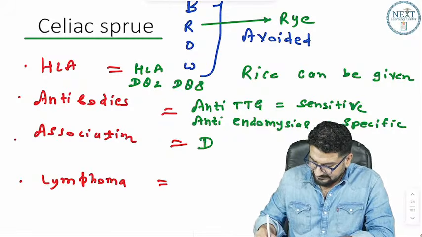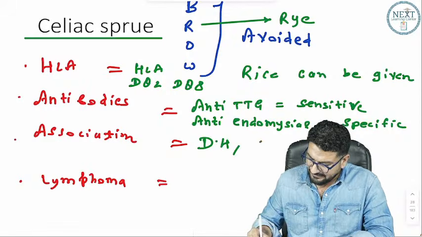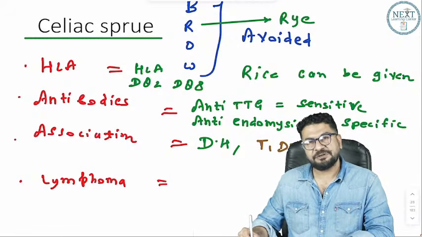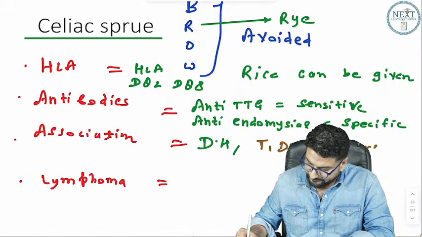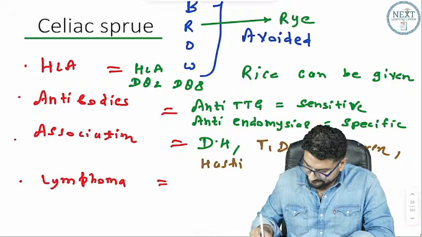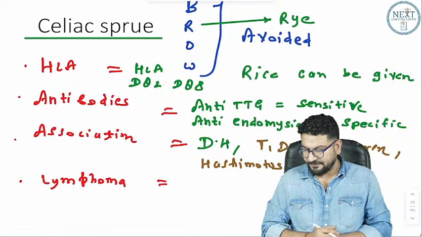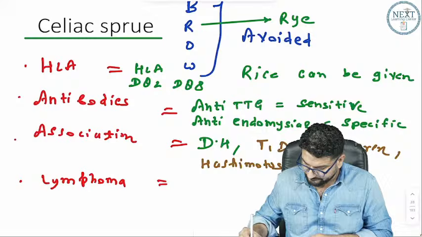One I told you just now, that is dermatitis herpetiformis. Then what else? It can be associated with type 1 diabetes. Then it can be seen in a patient of Sjogren syndrome. It can be seen in a patient of Hashimoto's thyroiditis. This DH is dermatitis herpetiformis. So these are the associations. Then also remember, it is also associated with Down syndrome.